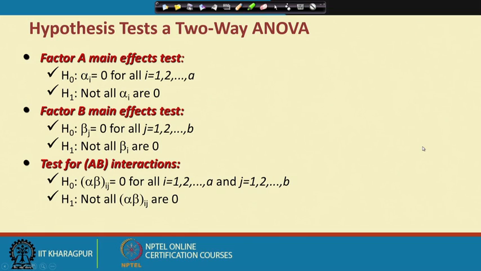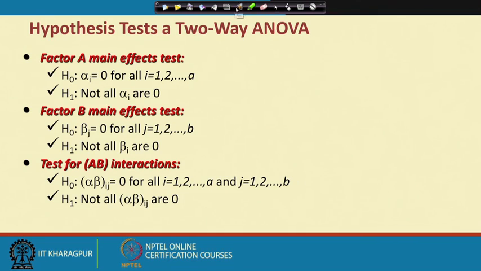So, what we have already discussed in the two-way ANOVA process is that we actually have 3 effects. Since there are 2 factors, the main 2 effects are factor A and factor B, and finally the interactive effect AB. That is connected with alpha i, beta j and alpha beta ij, right.